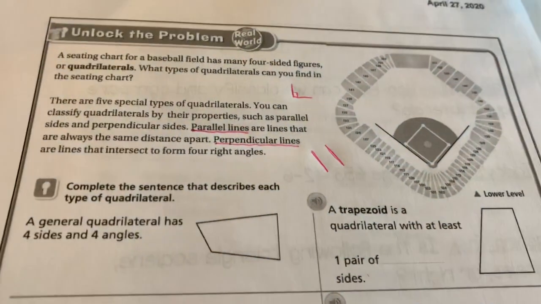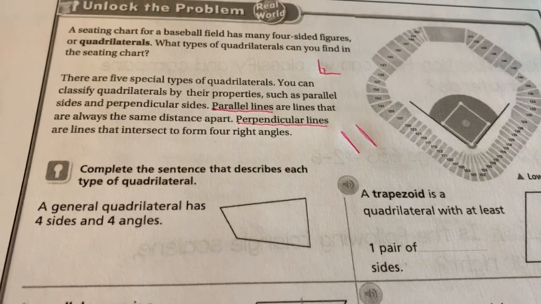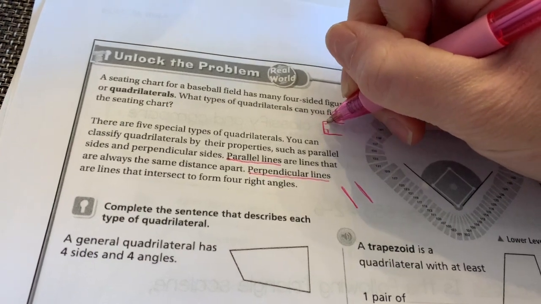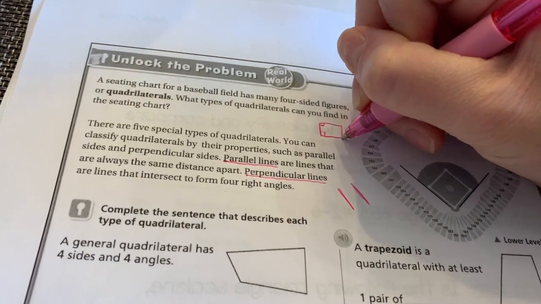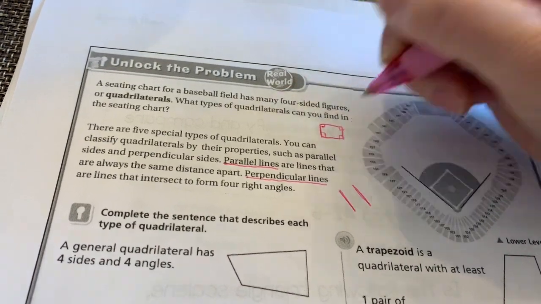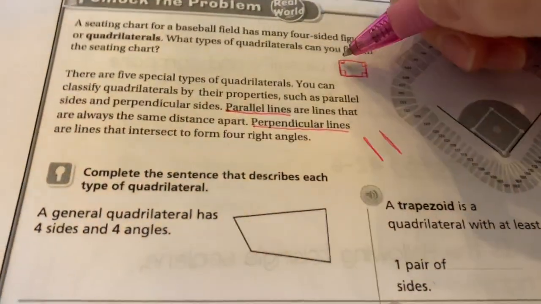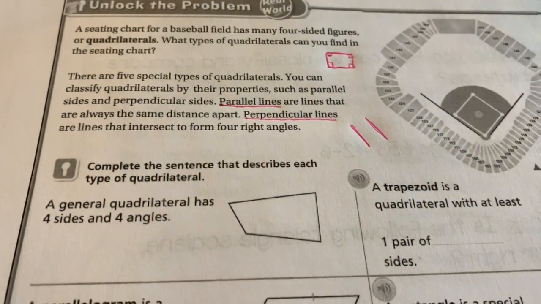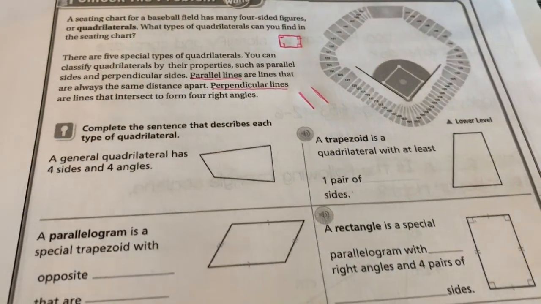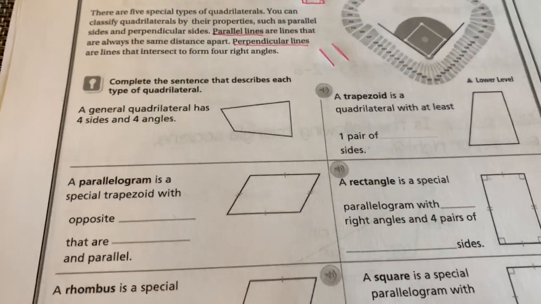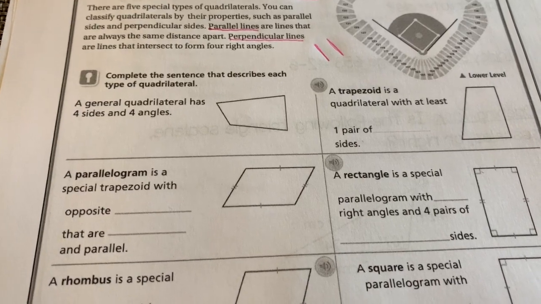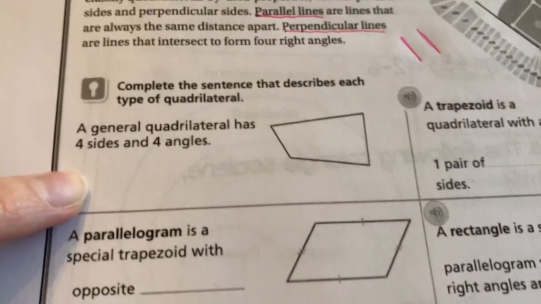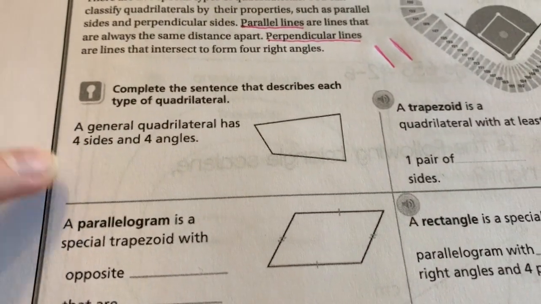When we're talking about perpendicular lines in a quadrilateral, they are perpendicular when they meet at the corners, like this. That's what we mean. And if they're parallel, it means that they're the same space apart and they're never going to intersect. Just to clarify before we begin, we're going to start off by completing the sentence that describes each type of quadrilateral. For this one, a general quadrilateral has 4 sides and 4 angles.